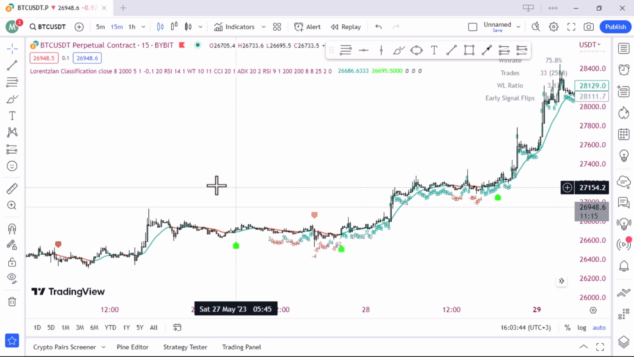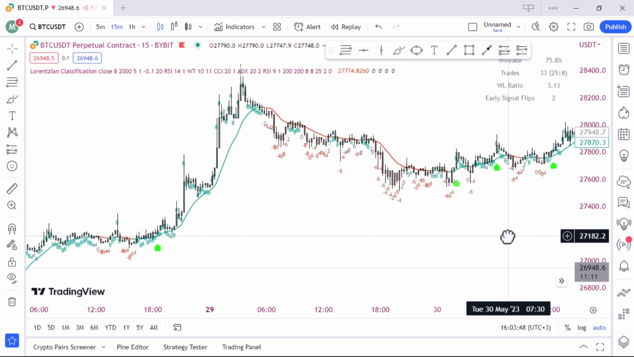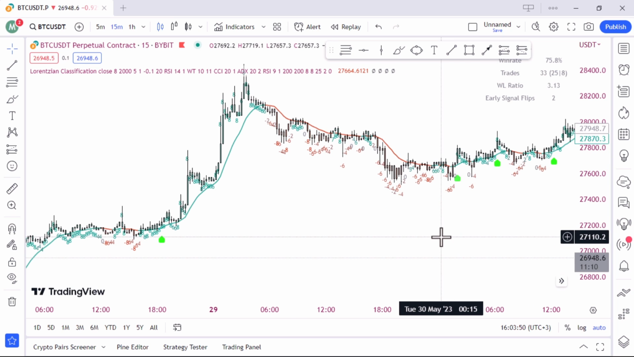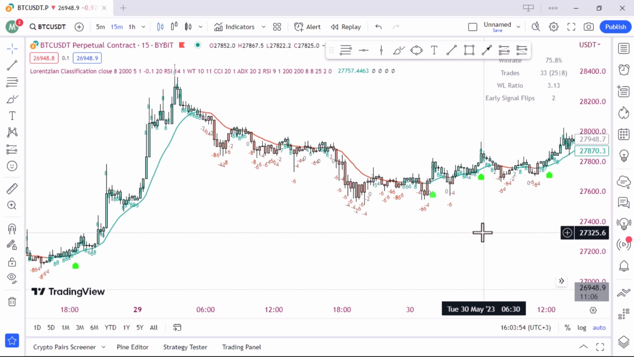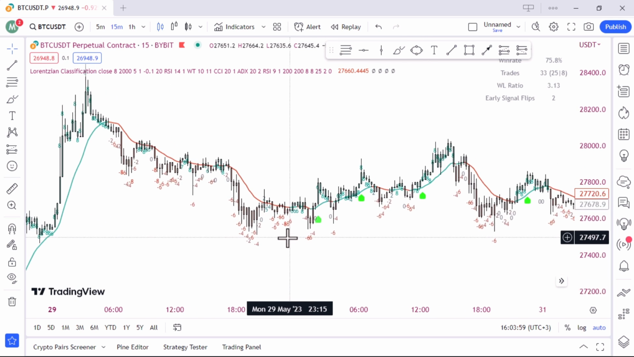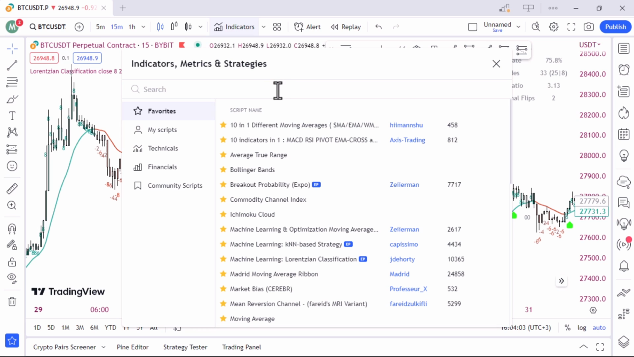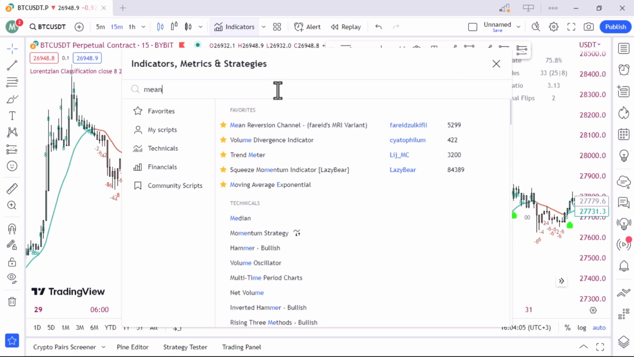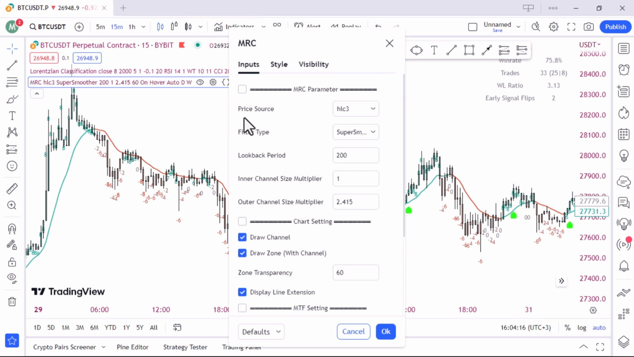However, it's important to note that, like any machine learning algorithm, the Lorentzian classification method is not infallible. It's essential for traders to use this method in conjunction with other technical analysis tools and to always exercise caution when making trading decisions. One of those additional tools could be the mean reversion channel created by this amazing trader/programmer, and I adjust the settings as I'm doing right now, and it works as follows.